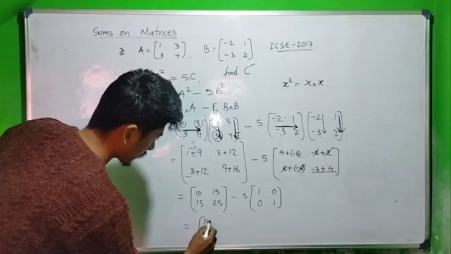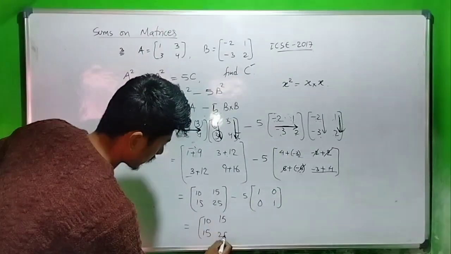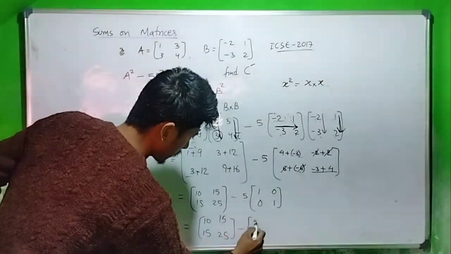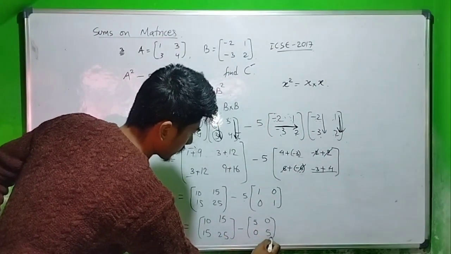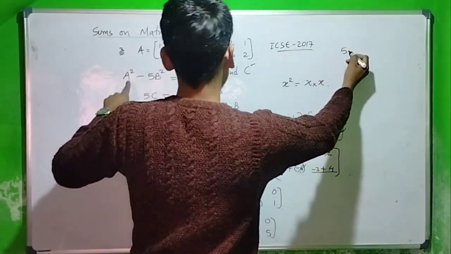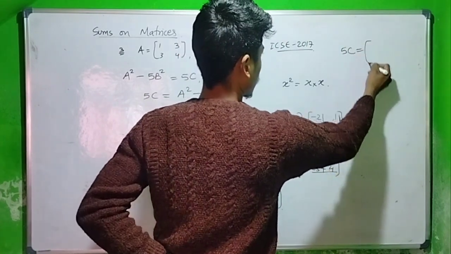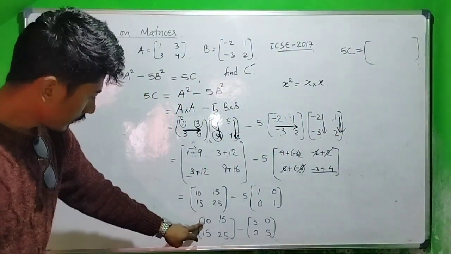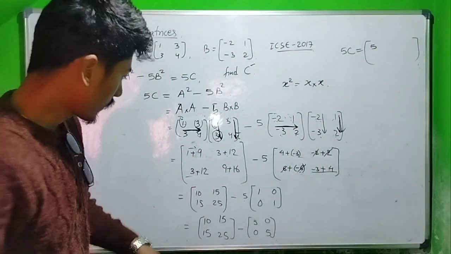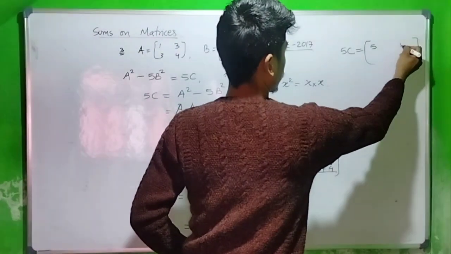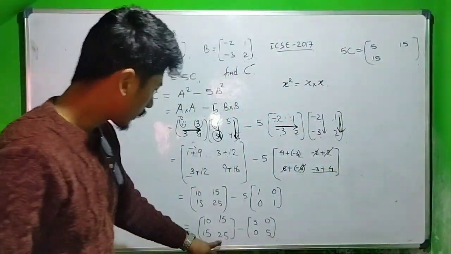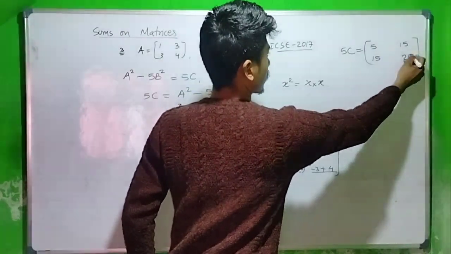Now we'll multiply, first part remains as it is. We'll just multiply this 5 with the unit matrix 1 0 0 1, that is, it becomes 5 0 0 and 5. Now it's time to subtract, so I don't have any space, so I'll keep it here. 5c equals, so after subtraction what can I get, 10 minus 5, that is 5, first term minus first term, 15 minus 0, that is 15, 15 minus 0, again 15, and 25 minus 5, that is 20.